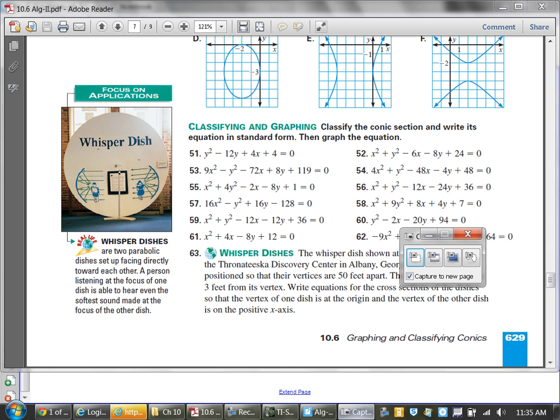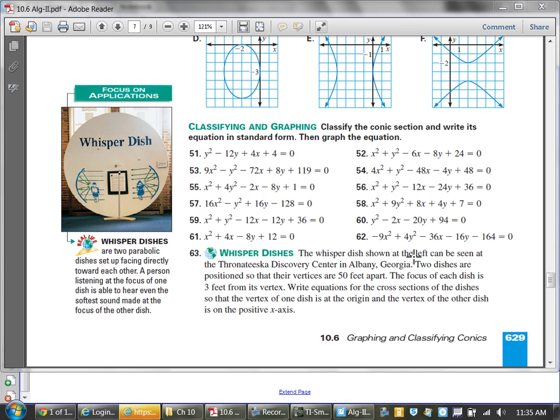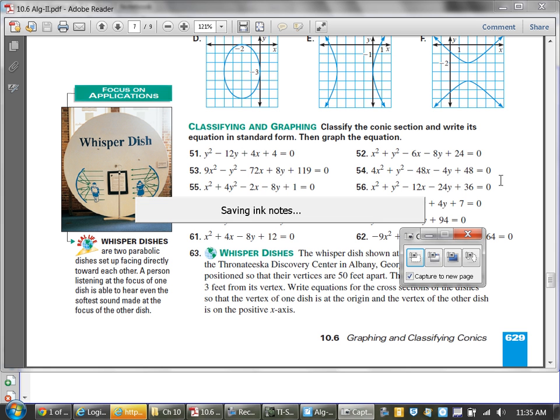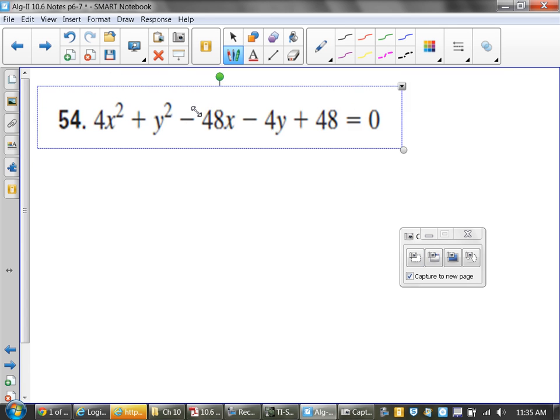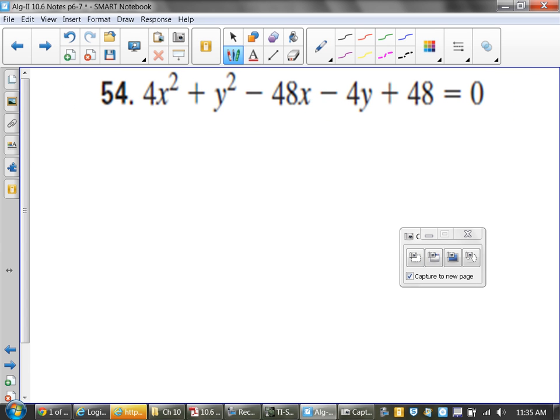I think the next one is the ellipse then. We will have one of each. All right. Again, the first thing I'm going to do here is combine my x's together, my y's together.